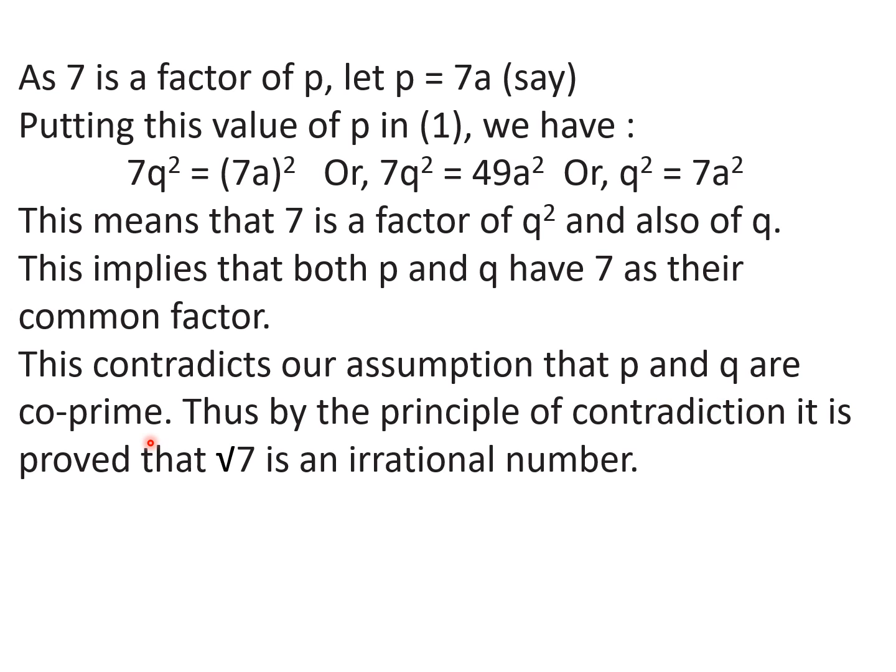So it means under root 7 is equal to p upon q is wrong. This assumption is wrong. So it means under root 7 cannot be written as p upon q. And we know that if a number cannot be written as p upon q, then that number is an irrational number. So thus, by the principle of contradiction, it is proved that under root 7 is an irrational number because under root 7 cannot be expressed as p upon q.